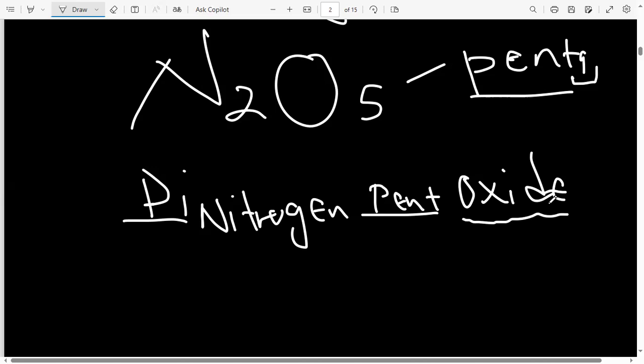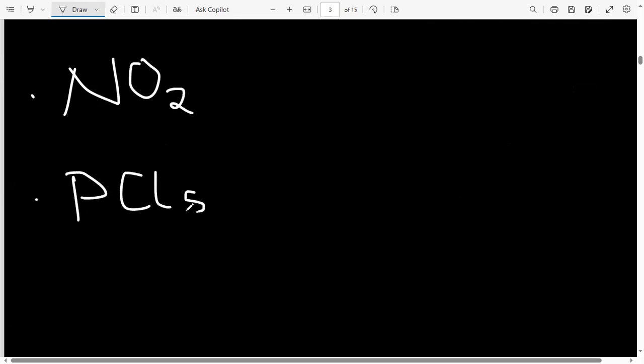Okay, so I'm going to write some formulas on this board, and then I'll be asking you guys to name them. Then I'll be writing the names after we name them. So we are going to do this together. I want you to name. So let's name these compounds here. The first one I'm going to put NO2. Then the second one, I'll put PCl5. And then the third one, we can name SO2.